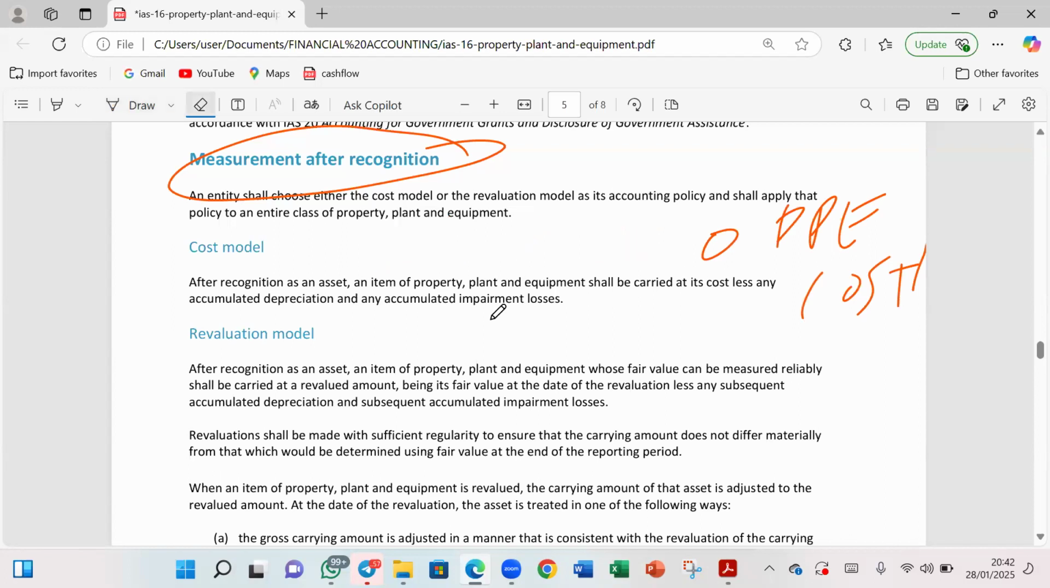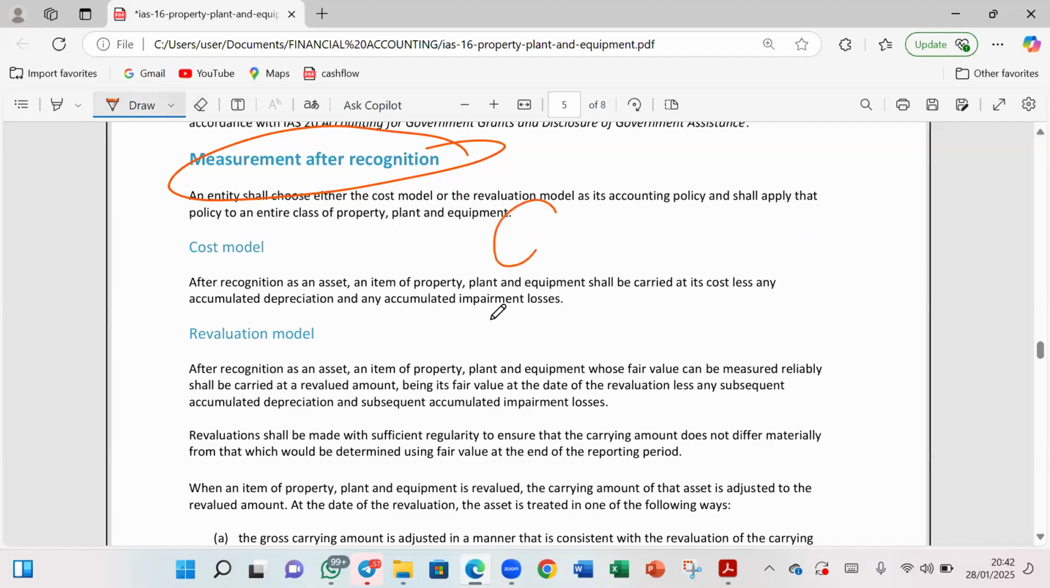But after recognition, the PPE will be measured at cost, less accumulated depreciation. And we have two methods. We have two methods that are used when we measure PPE after recognition.